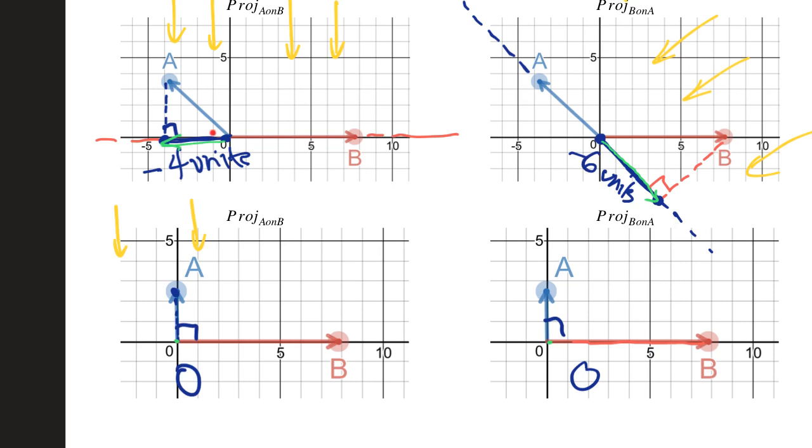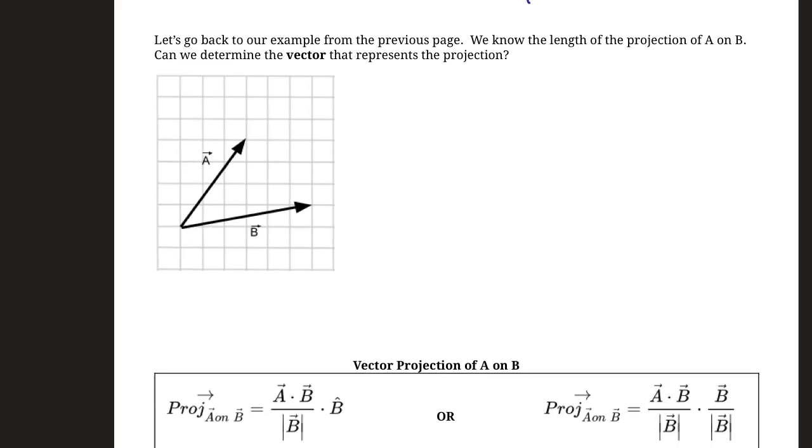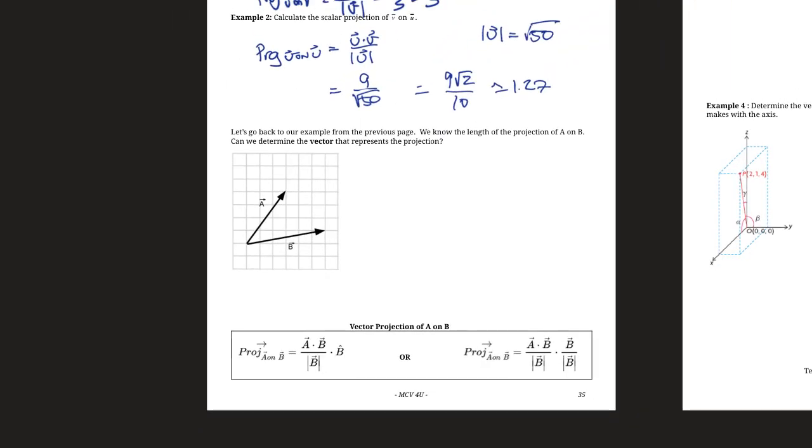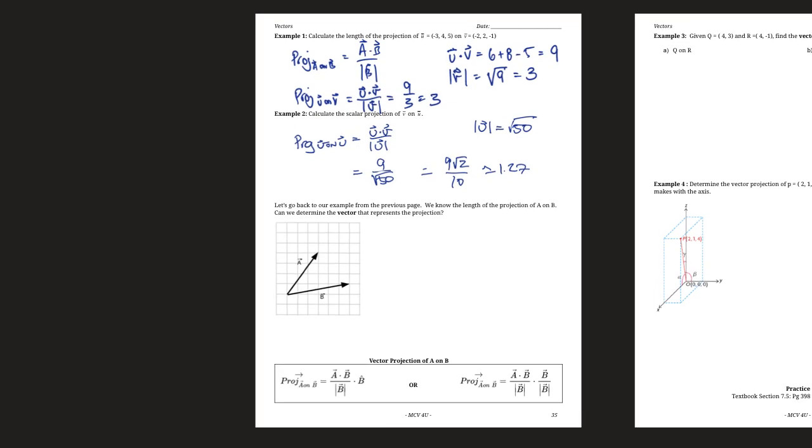By now everyone should know how to find the length of that projection, so basically the magnitude of that vector, but how do we find the x and the y component of that vector so we can express it as a vector as opposed to just a length? That's what this video is going to talk about. So if we look back at our previous question, this is on the next page, page 35 at the bottom. You'll notice it continues on from where we left off before.